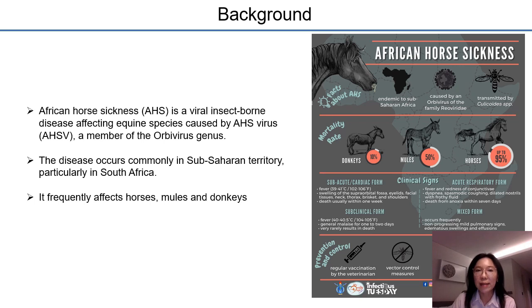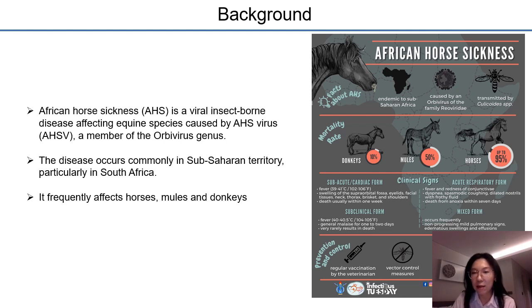African horse sickness is a viral, insect-borne disease affecting equine species, caused by the AHS virus, a member of the orbivirus genus. The disease occurs commonly in sub-Saharan territory, particularly in South Africa. It frequently affects horses, mules, and donkeys.